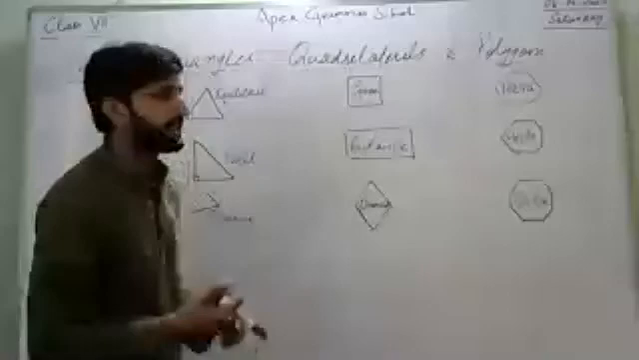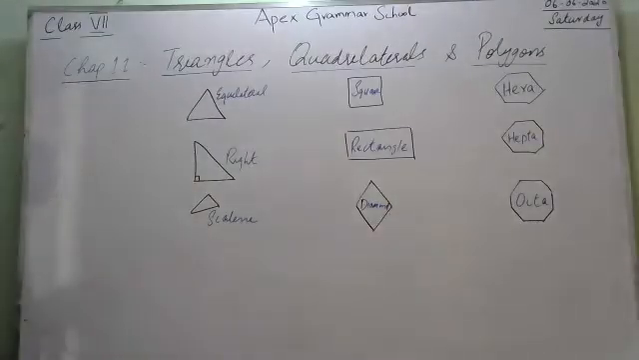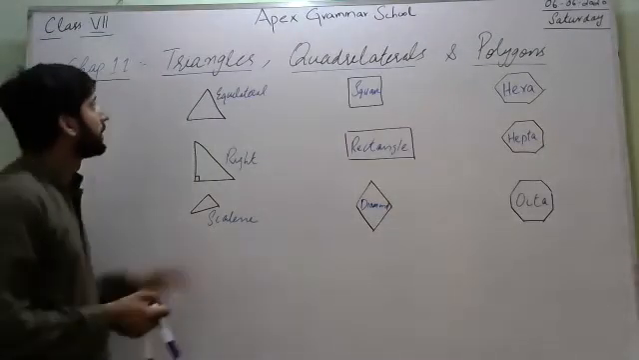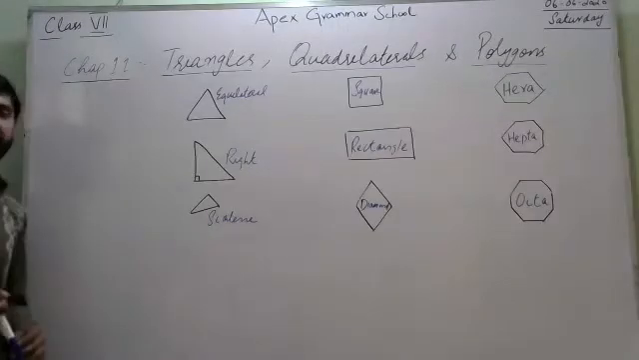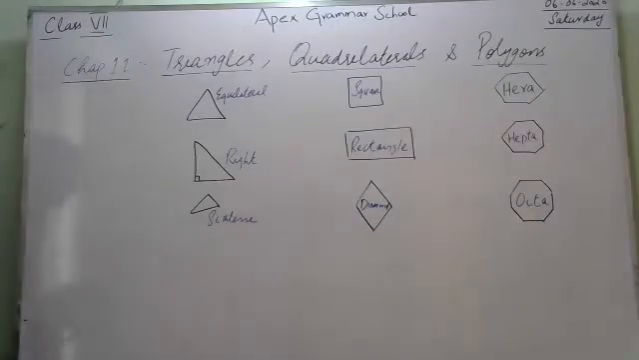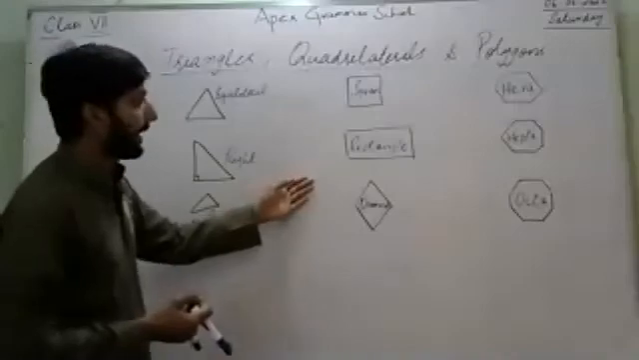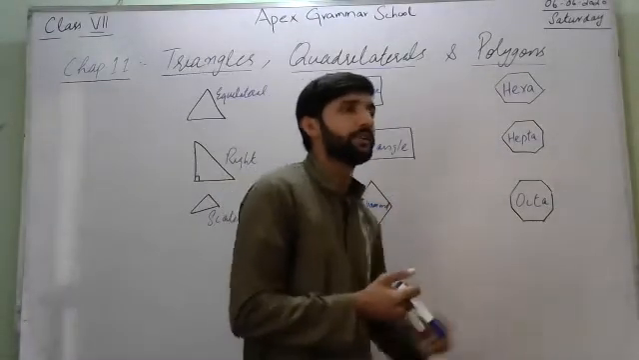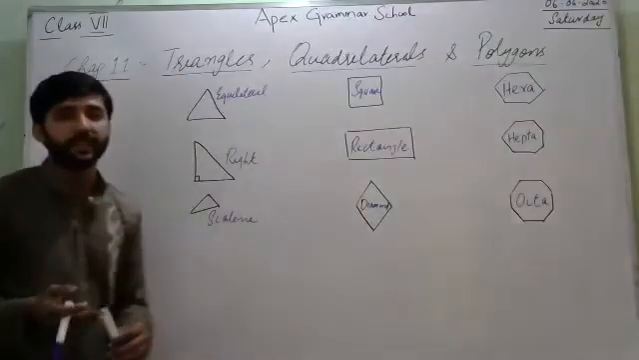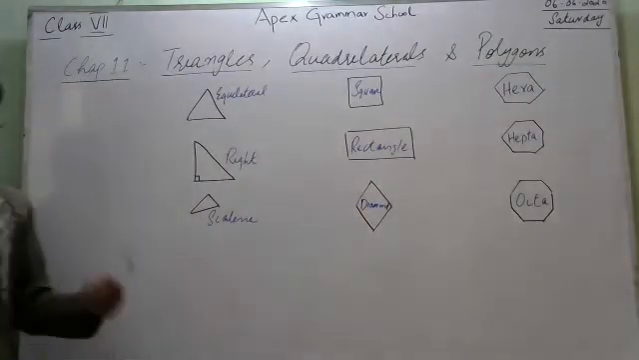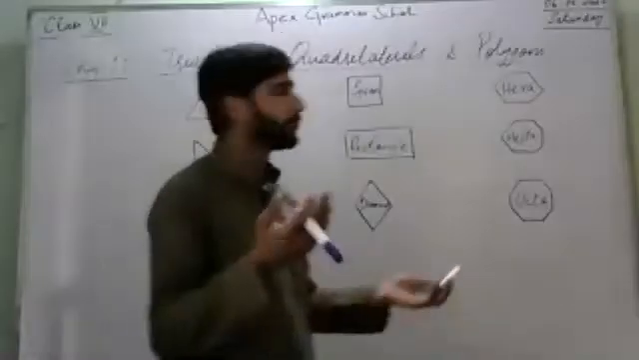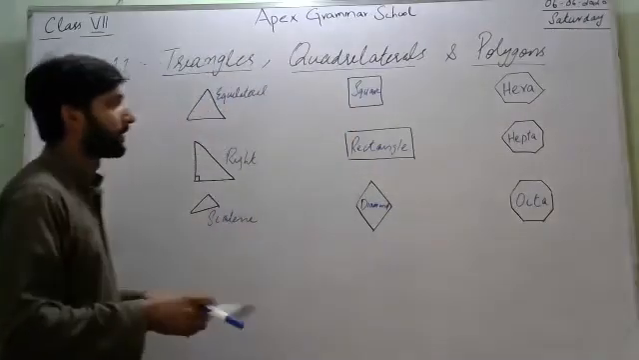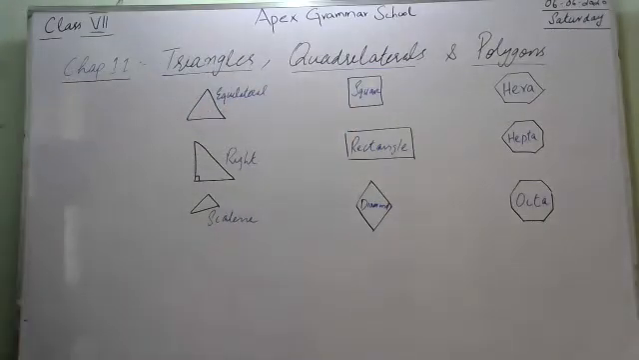Now what is the basic difference between triangles, quadrilaterals and polygons? Triangles means a figure having three sides. Quadrilateral, any figure having four sides, and polygons are those figures which have more than four sides like 5, 6, 7, 8, 10, 20, 13 and so on. It depends upon the requirement that we need to solve the question.